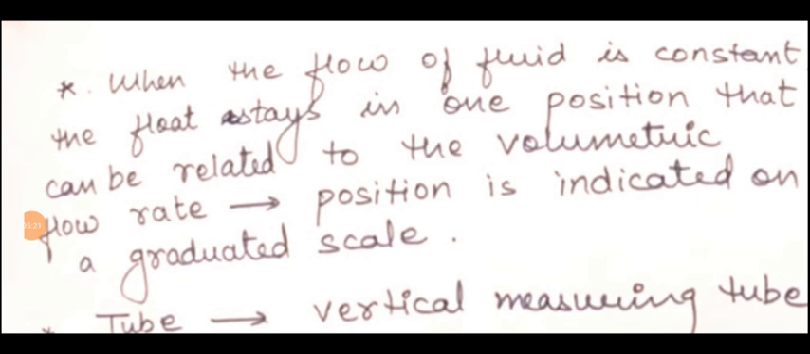So here in the construction of the rotameter, it consists of a float and a tapered tube, that is a vertical measuring tube, and a glass graduated scale. When the flow rate of the fluid is constant, the float stays in one position, that is the stationary position, which is the equilibrium. That can be related to the volumetric flow rate, and that position is indicated on the graduated scale. So here we have a tube.